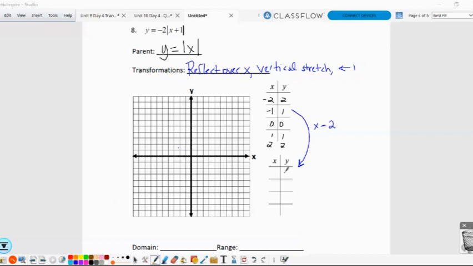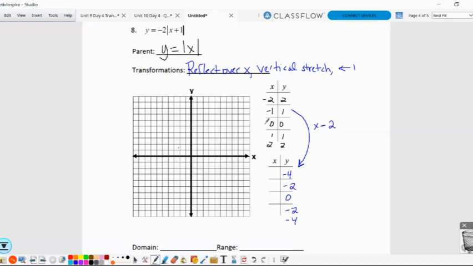So 2 multiplied by -2 becomes -4. 1 times -2. 0 times -2, still 0. 1 times -2, and 2 times -2 again, there's -4.